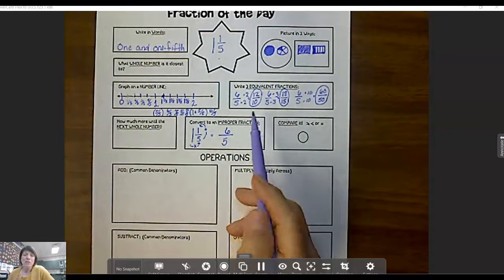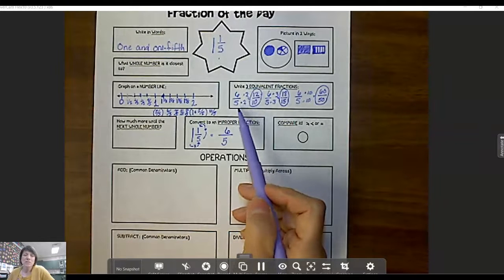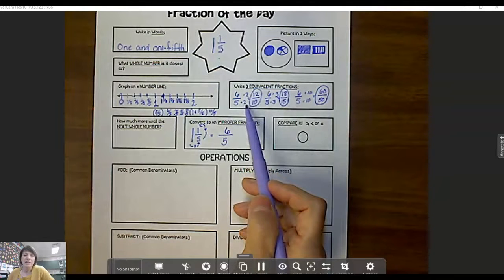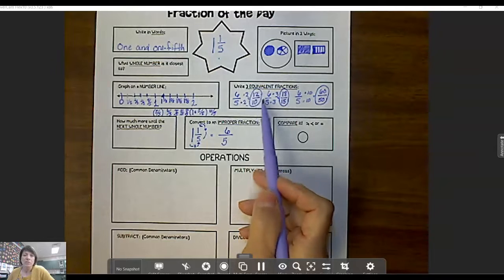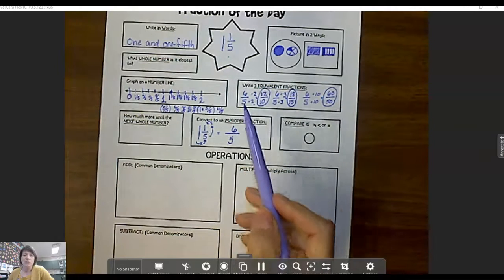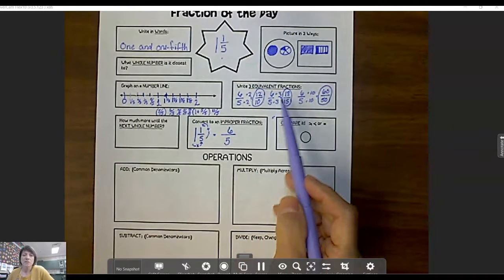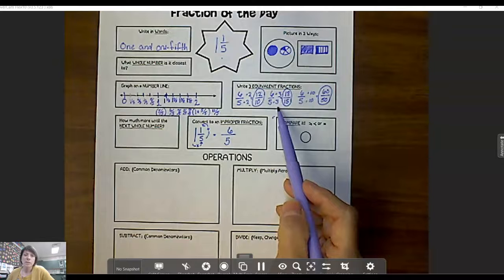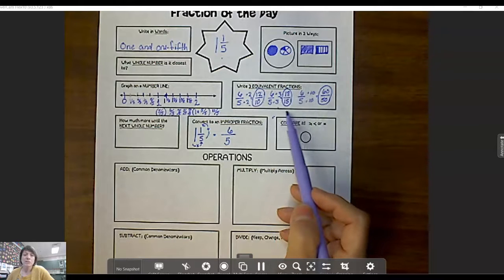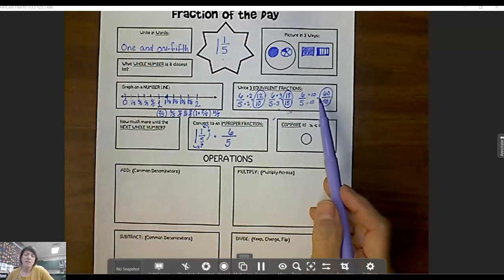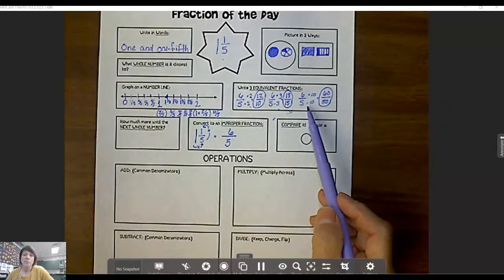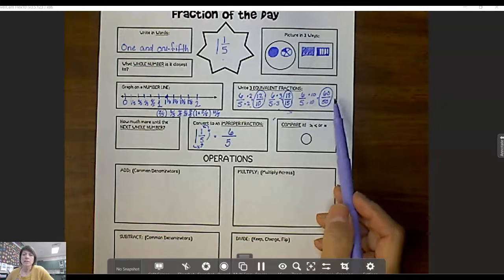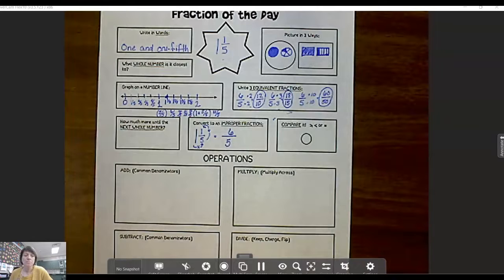Okay, so my equivalent fractions, you can see I took my 6/5 and multiplied numerator and denominator by 2 to get 12/10. 12/10 is equal to 6/5. And then I took my 6/5 and multiplied by 3 top and bottom to get 18/15. So those two fractions are equivalent. And then for 6/5, I chose 10. I multiplied top and bottom, numerator and denominator by 10 and got 60/50.